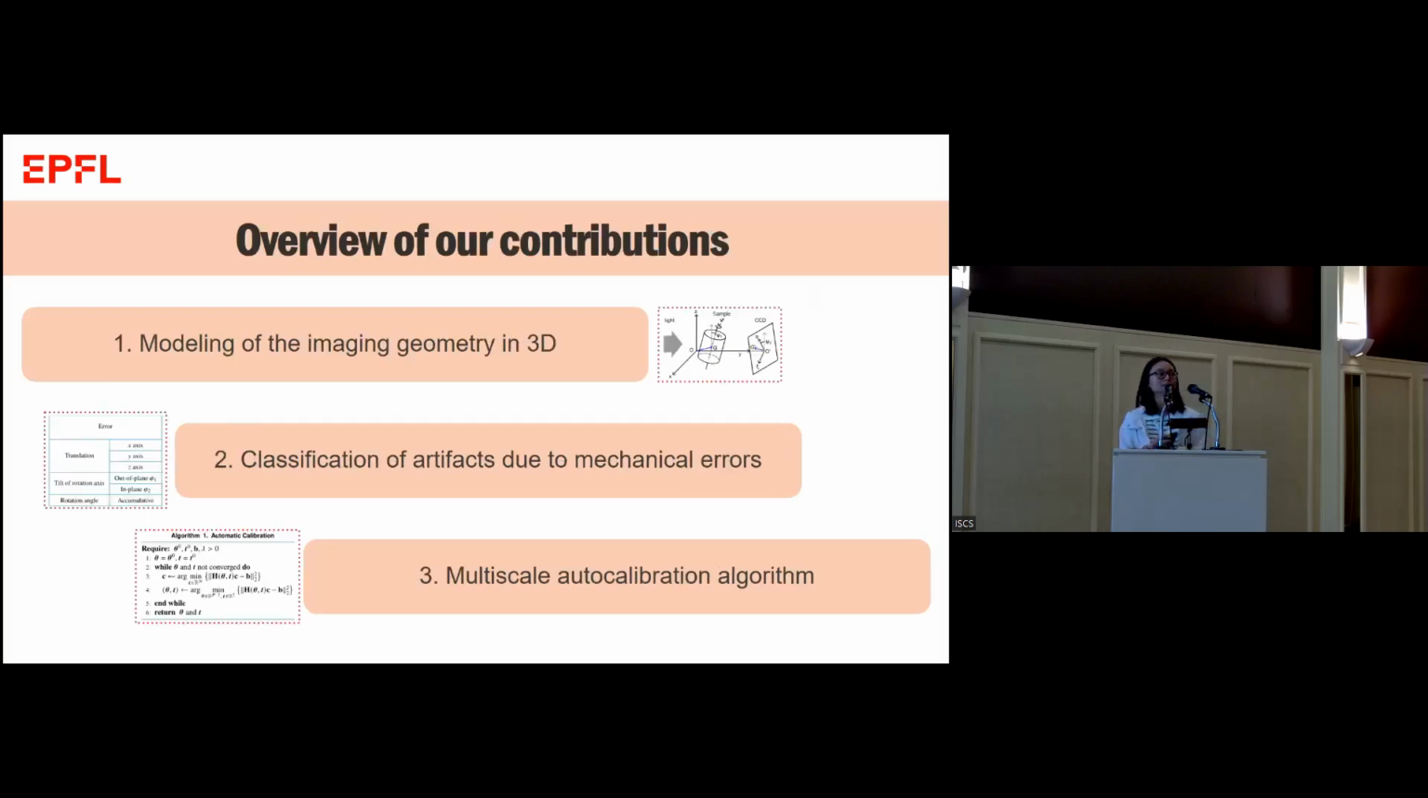Before we jump into details, here's a quick overview of our contributions. We first have a model of the imaging geometry of OPT in 3D. Then we use this model to classify different types of artifacts due to mechanical errors in the system. Then we propose a multi-scale auto-calibration algorithm to remove all the artifacts.